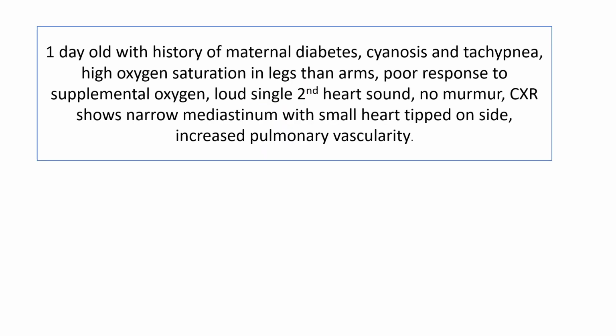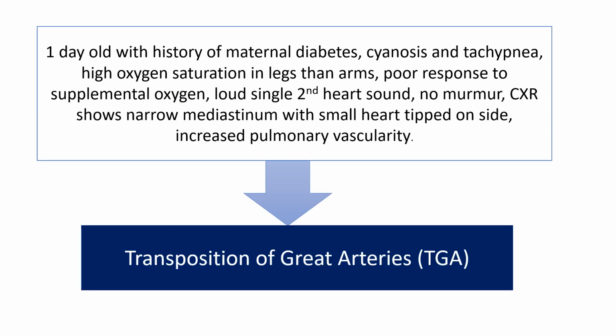This is a 1-day-old with history of maternal diabetes, presenting with cyanosis and tachypnea, higher oxygen saturation in legs than arms, poor response to supplemental oxygen, loud second heart sound, no murmur. Chest X-ray shows narrow mediastinum with small heart tipped on side, increased pulmonary vascularity. What is the most likely cause? This is a classic presentation of transposition of great arteries.